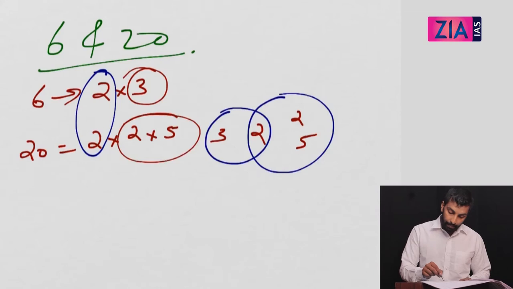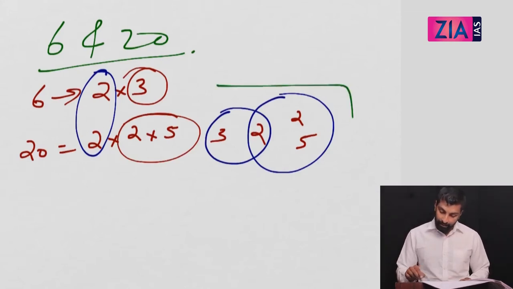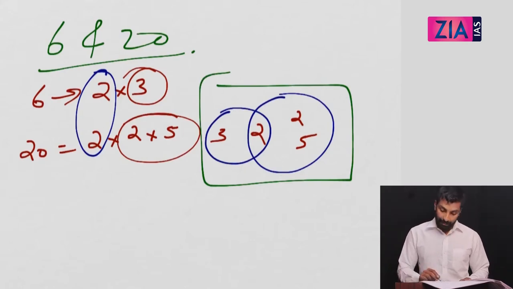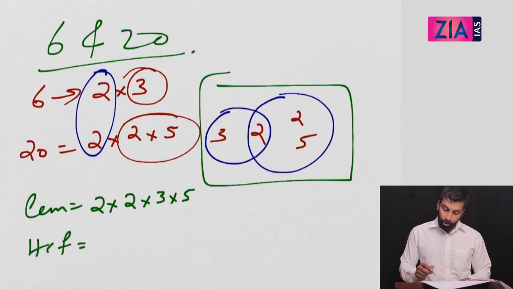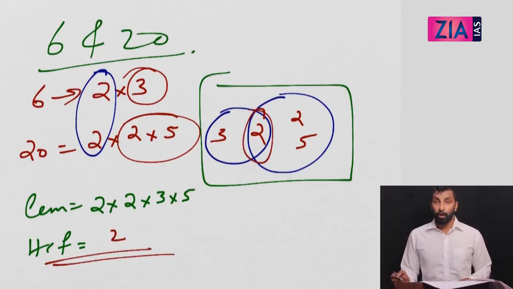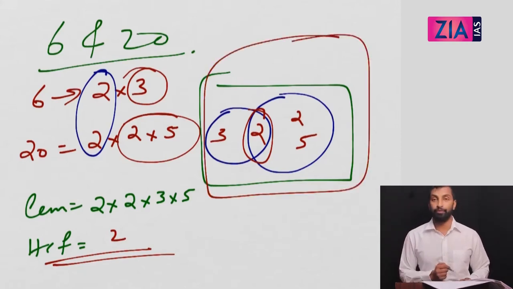Now what is your LCM? If I ask you what your LCM is, you will have to write everything which is there in the Venn diagram. So basically 2 into 2 into 3 into 5, and that's your LCM. Everything in the Venn diagram. What if I ask you what is HCF? You will write only the common term, that 2. So 2 is your HCF. I hope this is clear. This is how you can understand LCM and HCF in a Venn diagram.